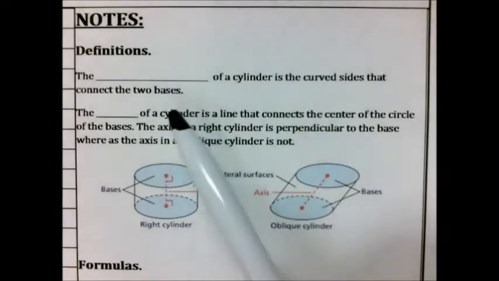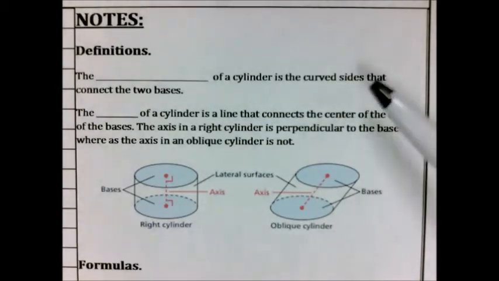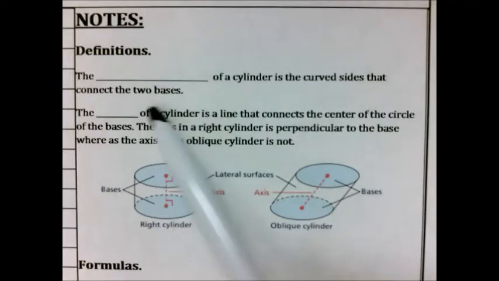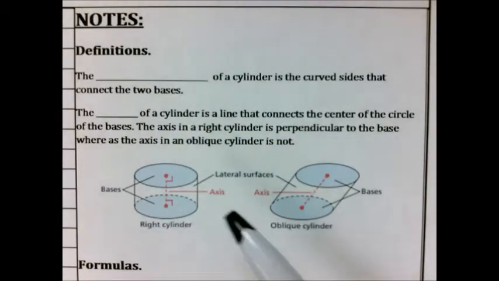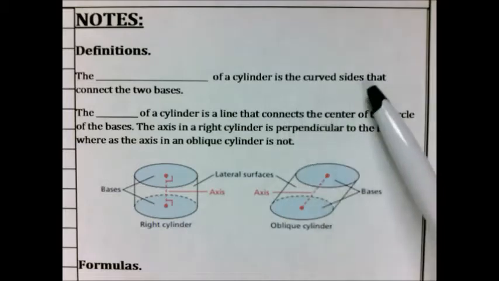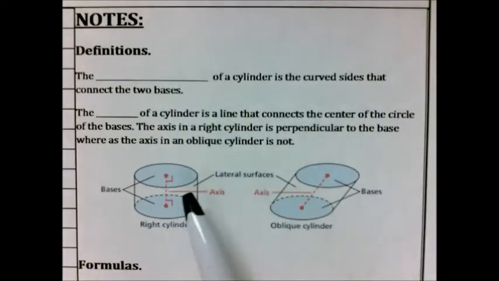the lateral surface. Okay, lateral surface is that first blank, and what that is is the curved side that connects the two bases of a cylinder. Okay, so the lateral surface of a cylinder is the curved sides that connect the two bases. If you look down at this picture here, we see the lateral surface is that area around the bases, or if you think about a pop can or something, it's where you're holding. That's the lateral surface. Okay.